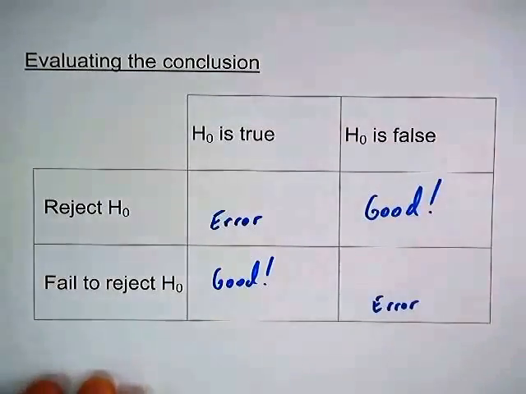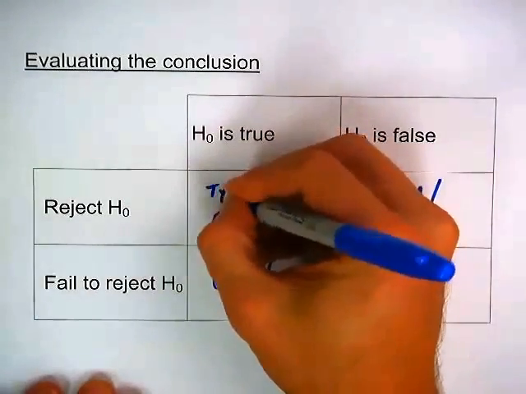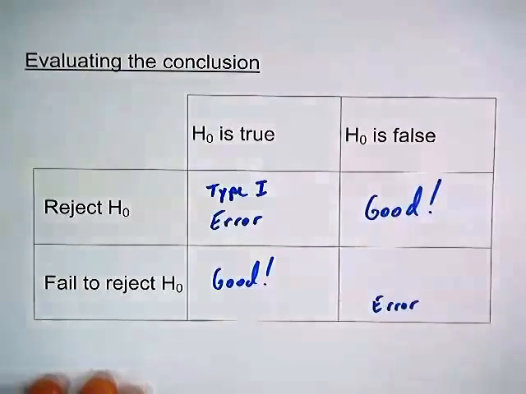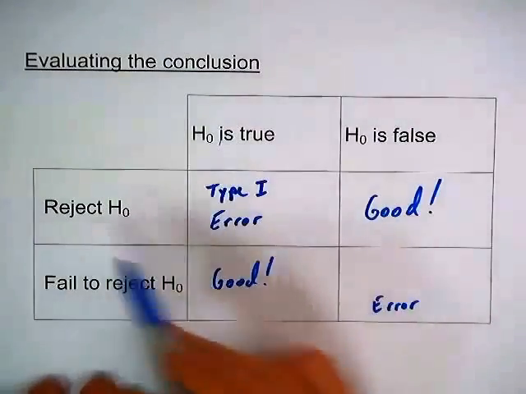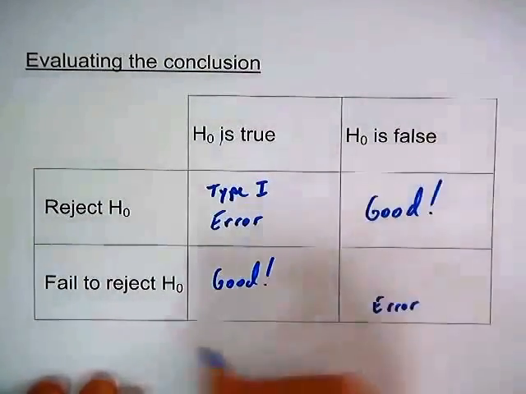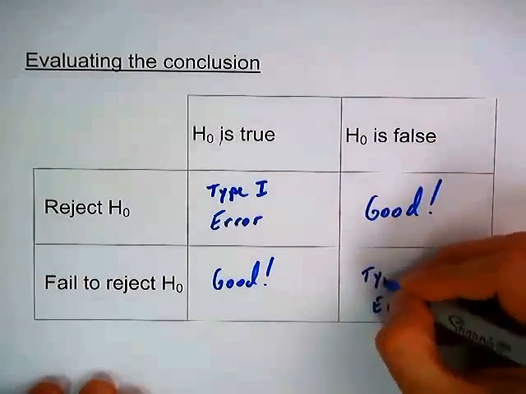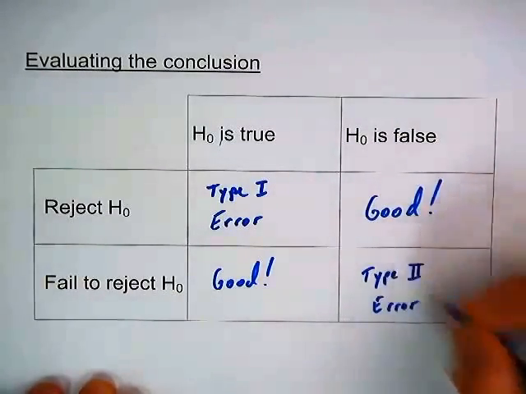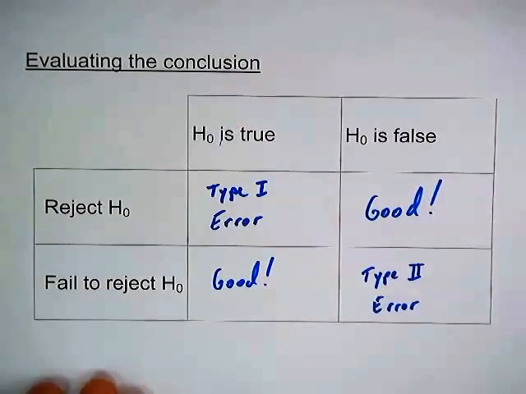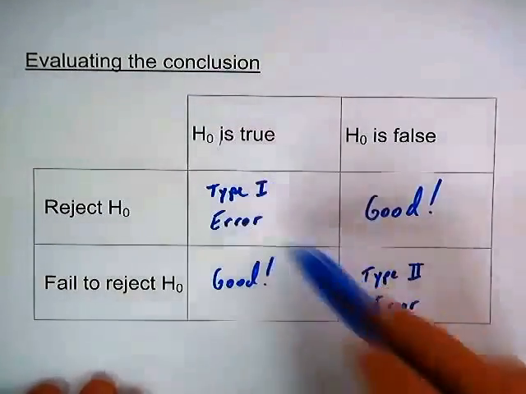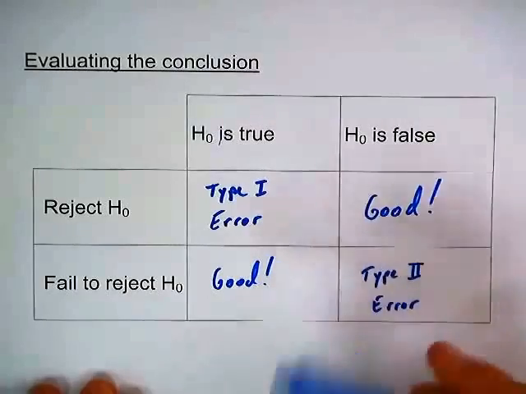Now we have specific names for each of these types of errors. Rejecting a true null hypothesis is called a type 1 error. And failing to reject a false null hypothesis is what's called a type 2 error. So again, these are the four different possibilities. Two of these are errors, two of them are good.